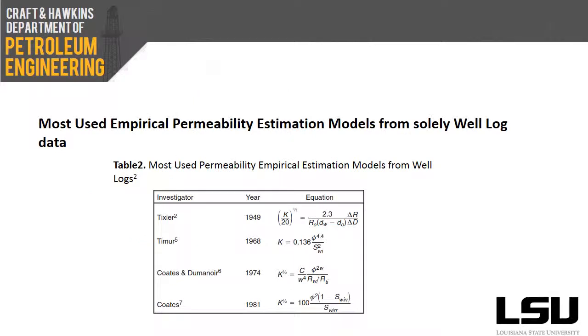These models are based on correlation between permeability, porosity, and irreducible water saturation. However, the issue with these relationships is that they don't directly include pore throat size, and pore throats have more influence over permeability than other pore attributes.